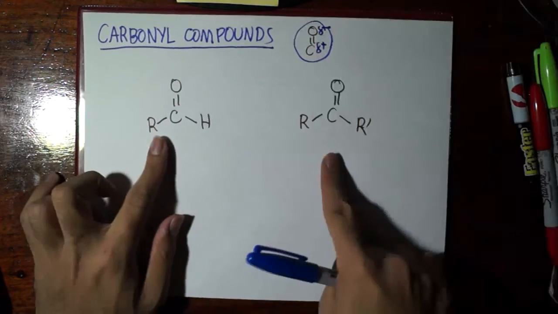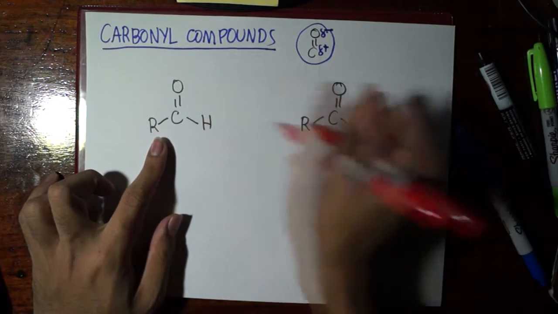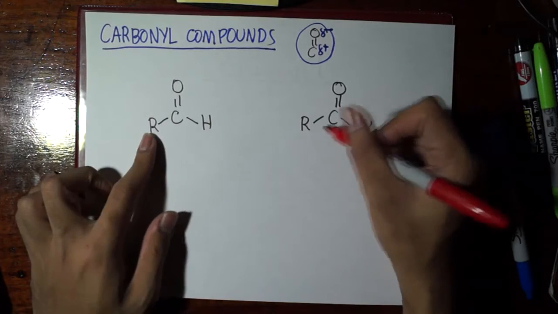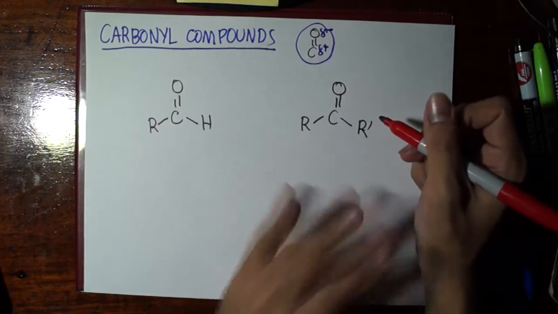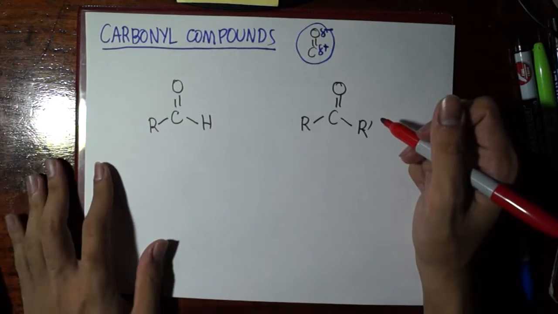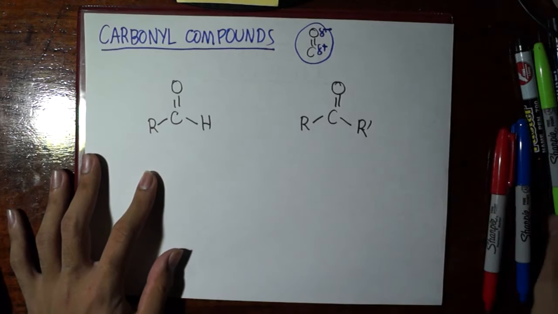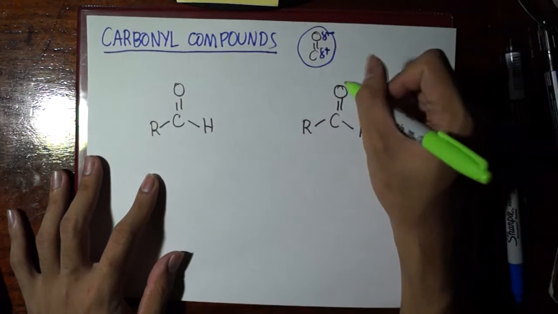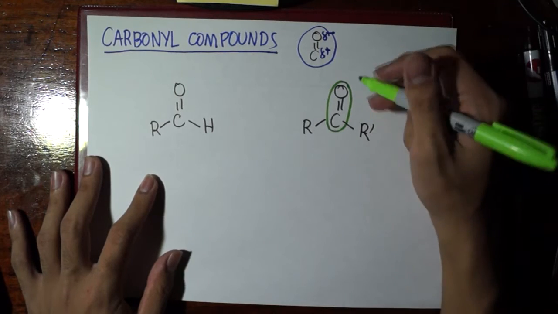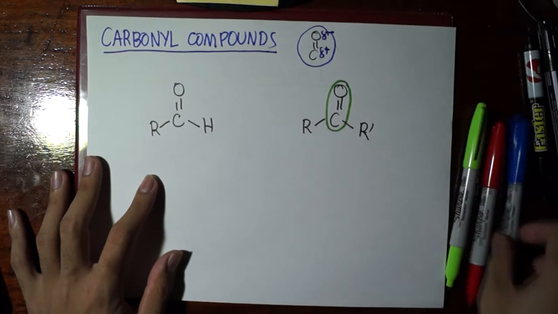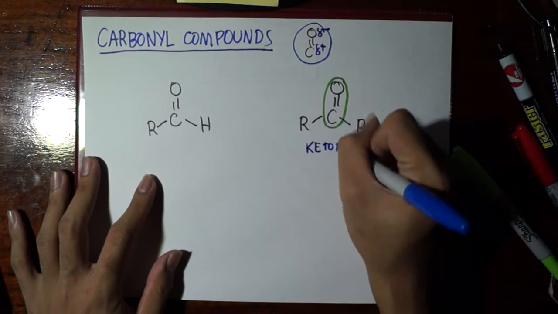Here we have two types of carbonyl compounds, and the only point of difference is this part here. Here we have R and H. Here we have two different R groups, or they can be the same, but the point is they're both R groups. Now, here we see that the functional group is simply the carbonyl group, or if they say this is a keto group, this is because this general pattern is what we see for ketones.